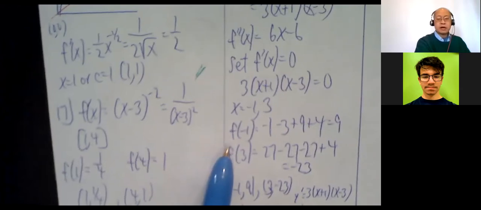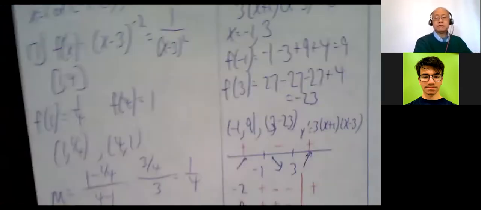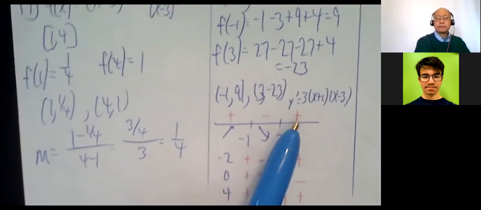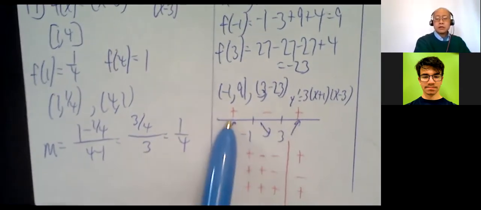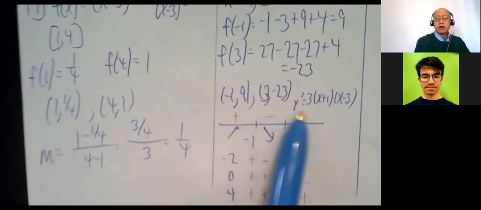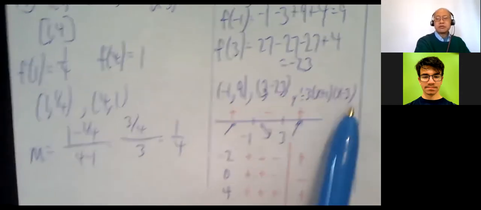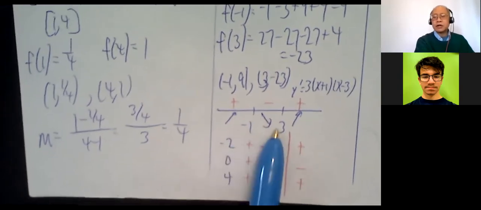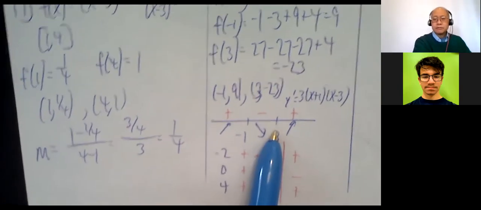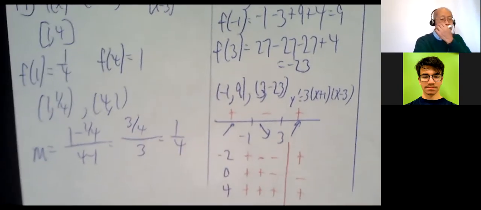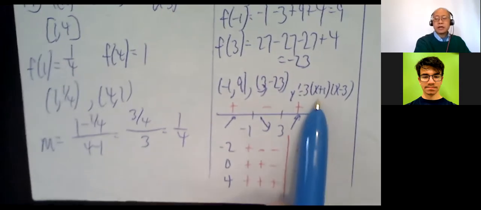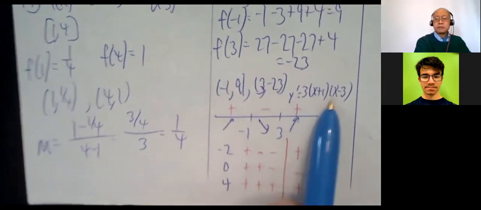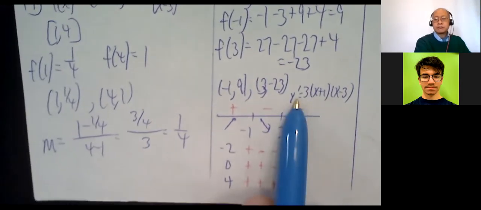Okay, so how do we tell? We do a sign chart. We've done sign charts before. So here's a sign chart for y prime, which is 3 times (x + 1)(x - 3). On my number line, I laid down -1 and +3. If I plug in -1, I get 0, right? Plug in 3, you get 0.